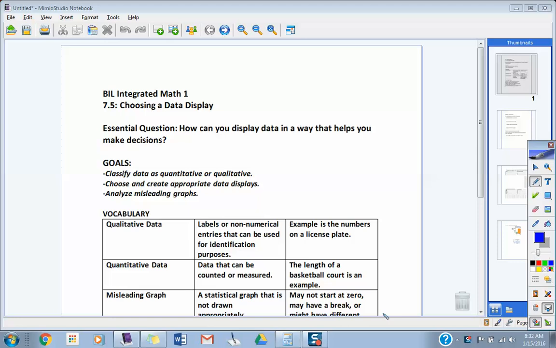And today what we're going to kind of do is think about what we've done in the first 4 sections and talk about what we think would be the best type of chart or display for a given situation. And I'm going to kind of help you out with that today a little bit.